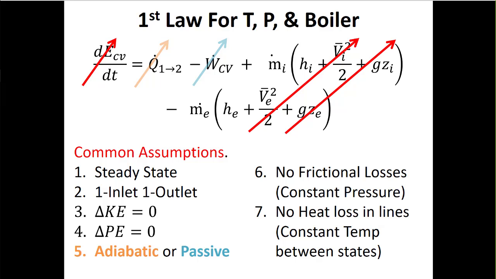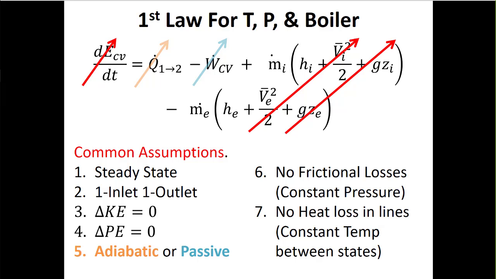I like to use different colors, but you can do it however you like. I like to use different colors to remind me which assumptions I've made for which component. And typically, but not always, if I'm talking about a power generating component, like a pump or a turbine, then it's steady state, often one inlet, one outlet. Usually we neglect kinetic and potential energy, and we say that it's adiabatic.